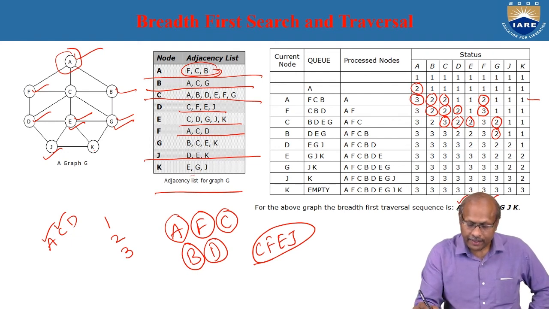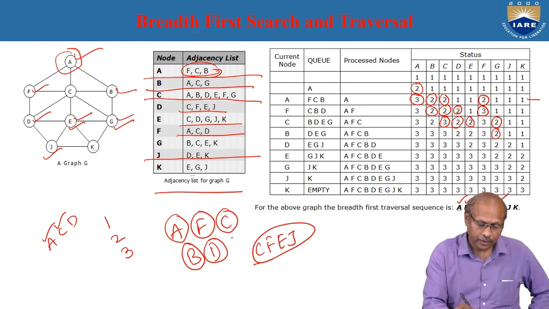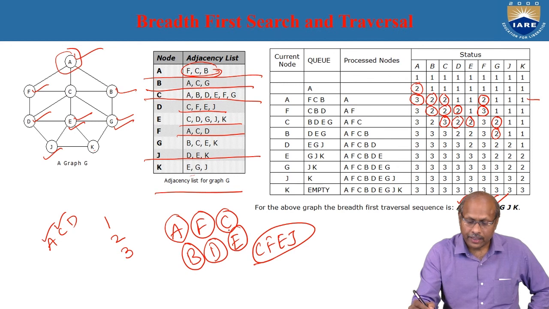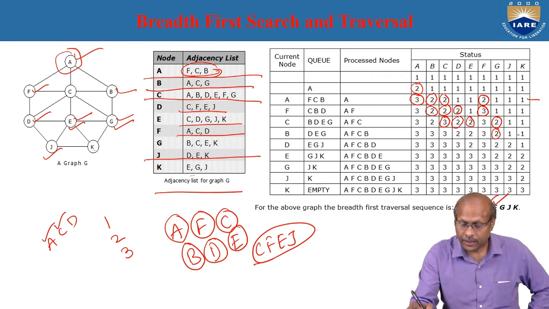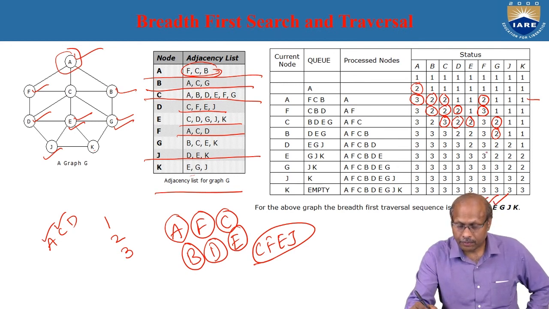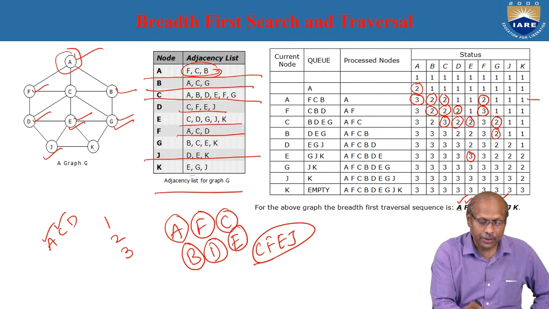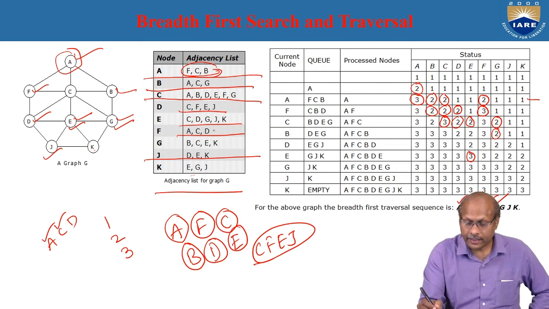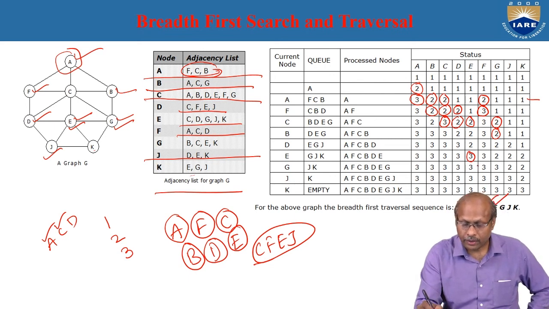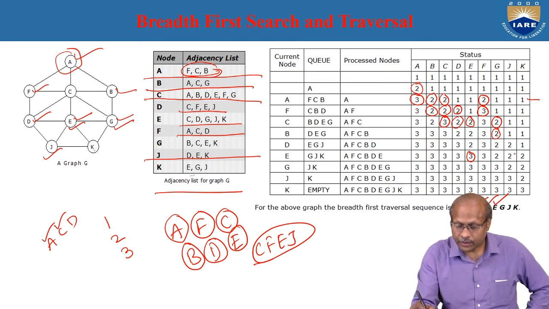Now after finishing D, the next in the queue is E. Once E is processed, its neighbors are C, D, G, J, K. But C is already over, G is already over, so J and K are inserted.